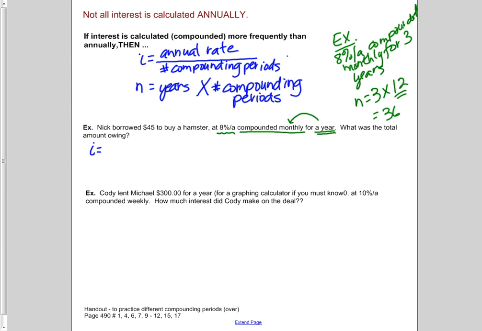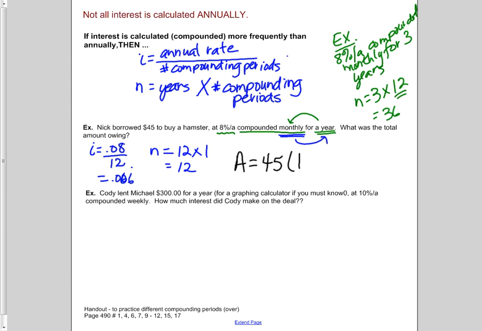Our I value is 0.08 divided by, and the word that I'm going to look for is monthly. So our I is 0.006 repeating. Our N is monthly for a year. That will be 12 times 1, which is 12. Now we can do the math on his loan. How much is the amount owing? So he owes, principal is $45.